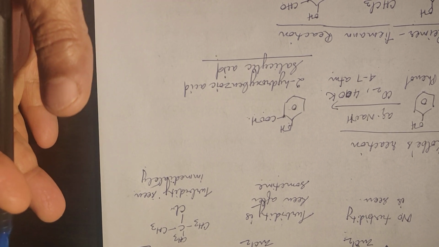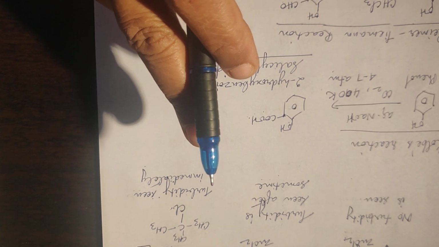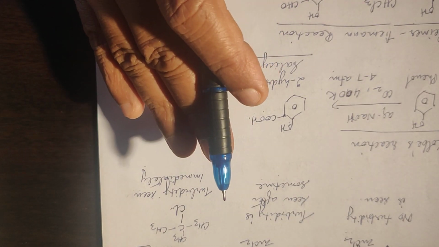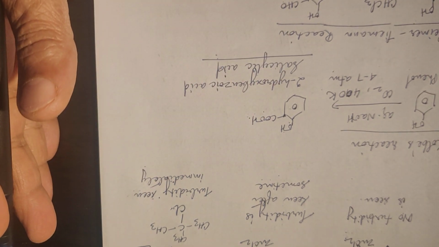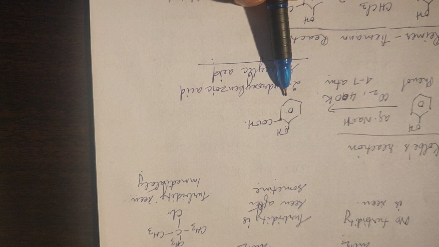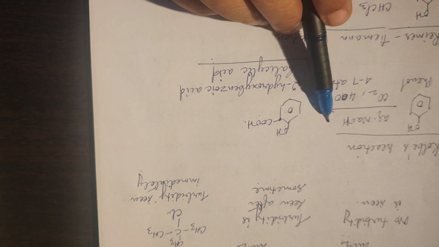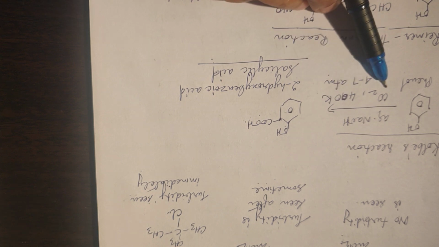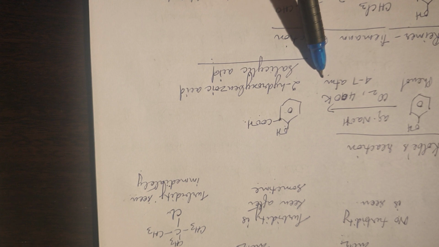Then the next one is Kolbe's reaction. Now we saw Kolbe's electrolysis earlier. In Kolbe's electrolysis, what happened? The sodium salt of an acid was electrolyzed to give you an alkane. Now what is this Kolbe's reaction? Here phenol is converted to 2-hydroxybenzoic acid. Phenol is treated with aqueous NaOH along with carbon dioxide at 400 Kelvin and 4 to 7 atmospheres.